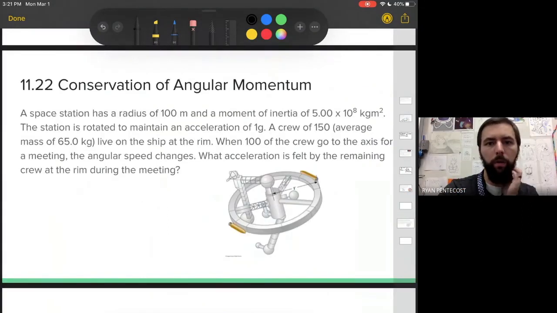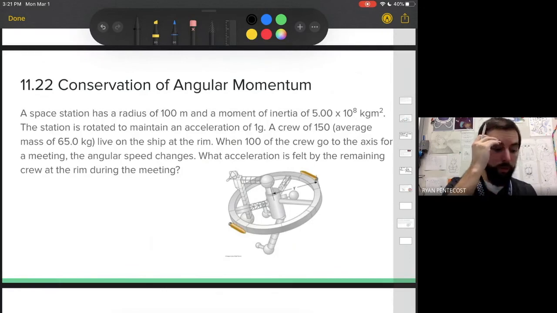All right, so our last question for this video: conservation of angular momentum in a space station. A space station has a radius of 100 meters and a moment of inertia of 5 times 10 to the 8th kilograms square meters. It's a lot of moment of inertia.